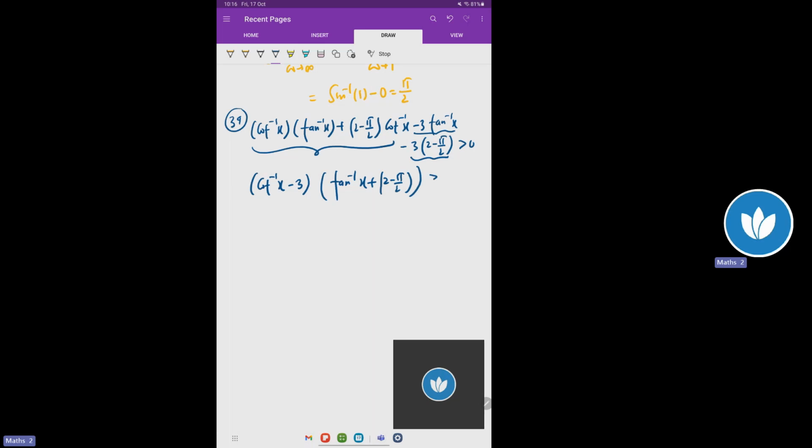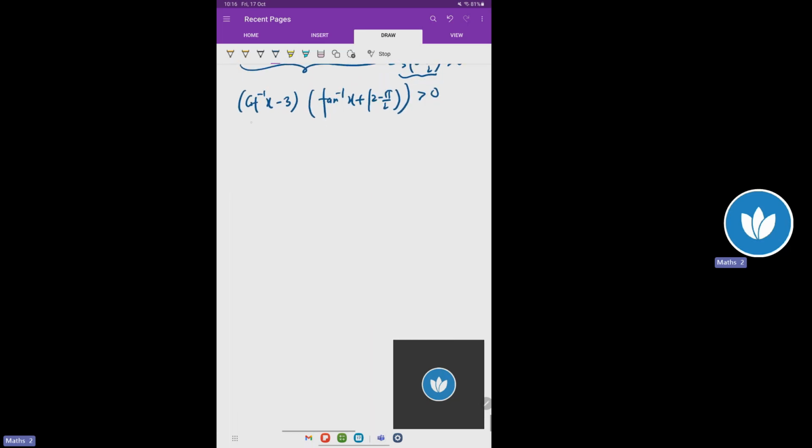So this is greater than 0. Now if the product of these two is greater than 0, there are only two cases possible. Case 1, when both are positive: cot inverse x minus 3 is positive, and this is also positive.